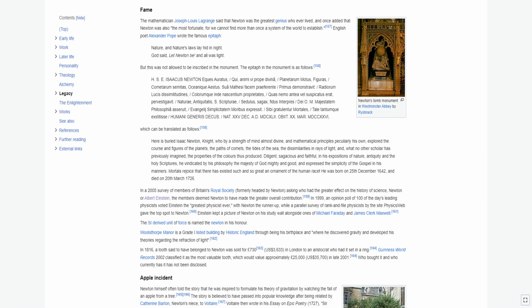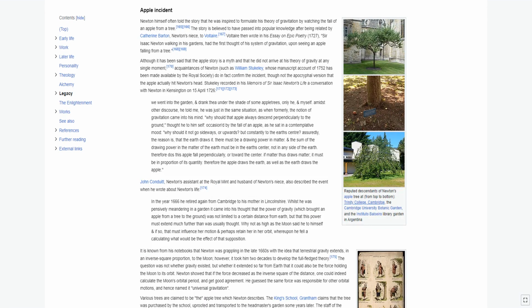In 1816, a tooth said to have belonged to Newton was sold for £730, $3,633, in London to an aristocrat who had it set in a ring. Guinness World Records 2002 classified it as the most valuable tooth, which would value approximately £25,000, $35,700 in late 2001. Who bought it, and who currently has it, has not been disclosed.